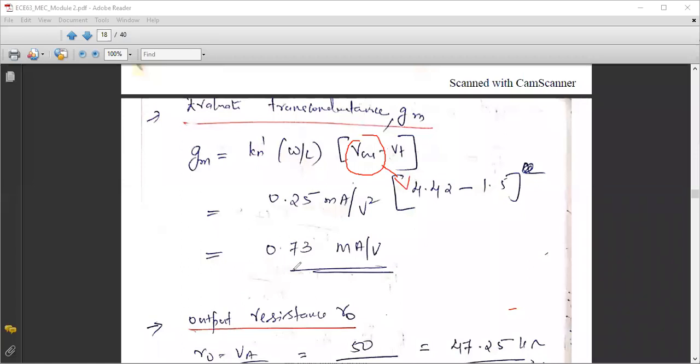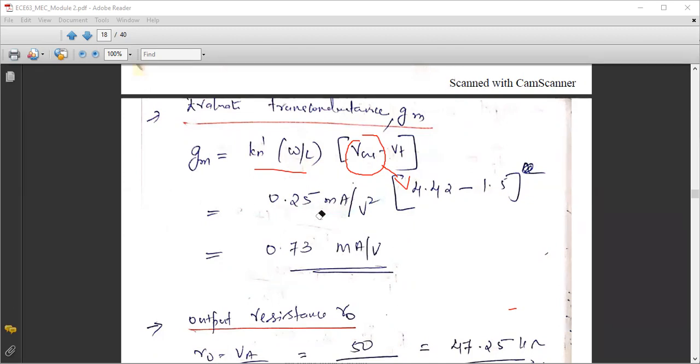I hope you got this answer yesterday: GM is 0.73 milliampere per volt. Why was the unit milliampere? Because I didn't convert K_W by L into ampere. It was given in milliampere, therefore your answer for GM will be in milliampere per volt. Conductance is the reciprocal of resistance. Resistance is volt per ampere, so conductance will be ampere per volt.